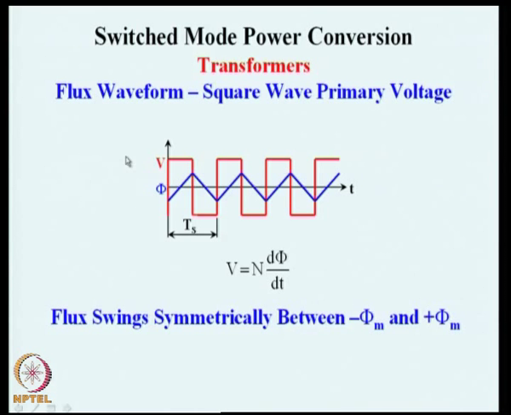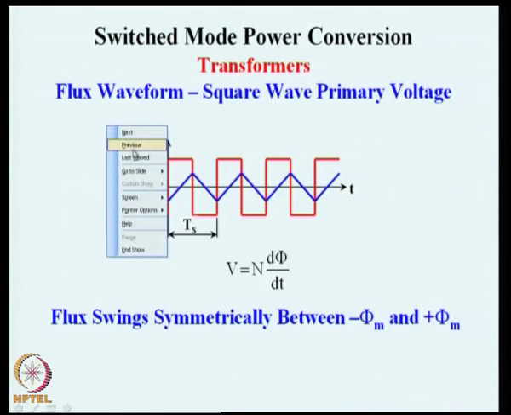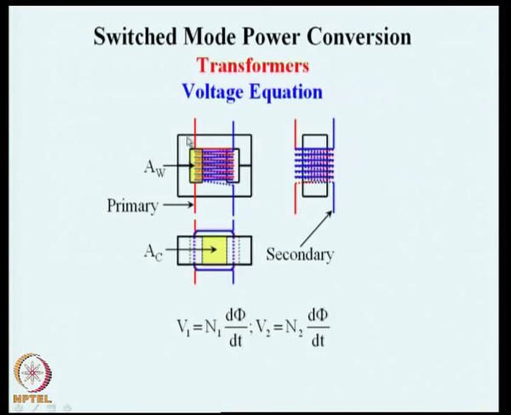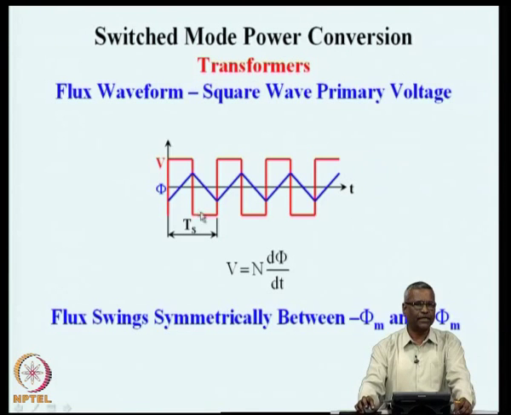Supposing we excite such a magnetic circuit on the primary winding with a square wave voltage, what kind of flux will be set up in the core is a question we are interested in. When we excite the primary winding with a square wave voltage, which has a certain period Ts and a magnitude of V, we would like to understand what will be the flux in the core.